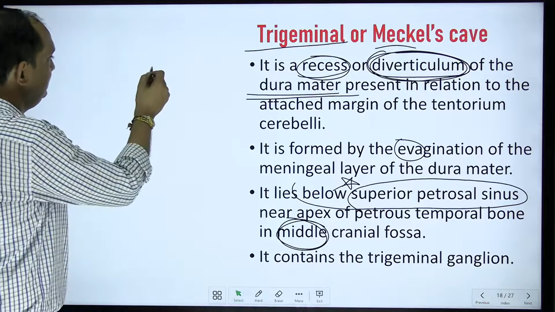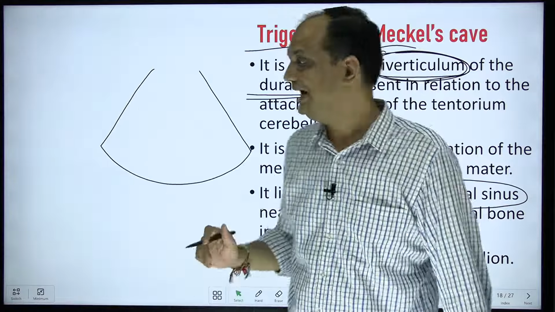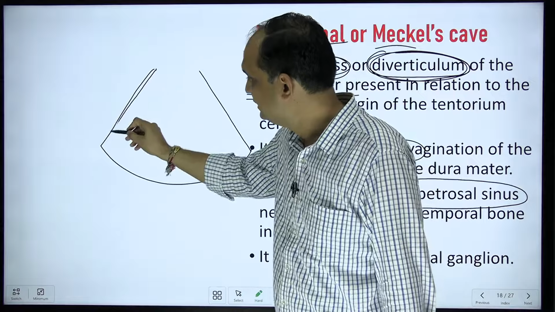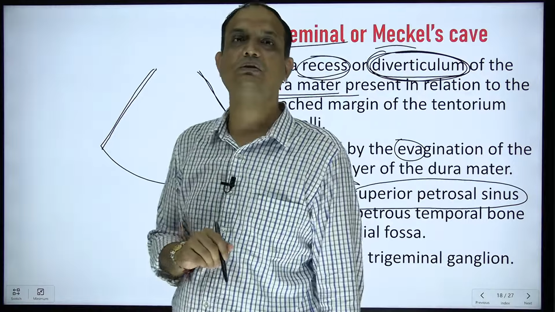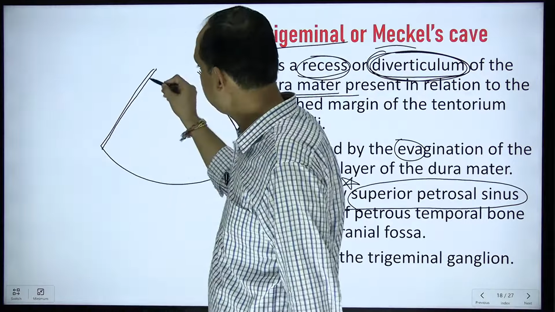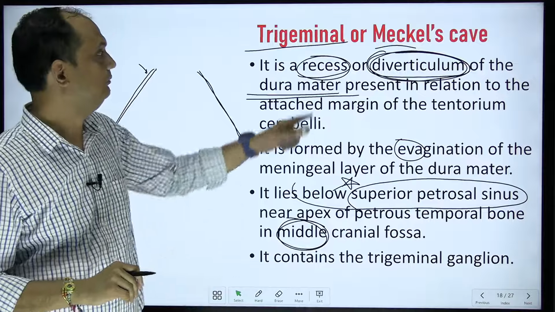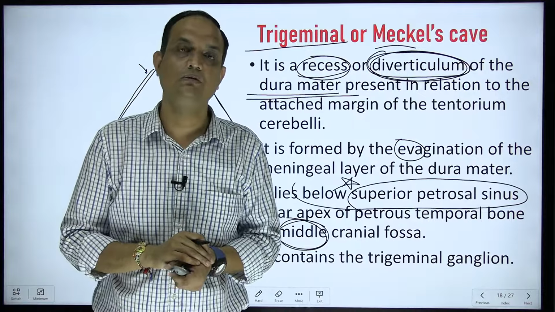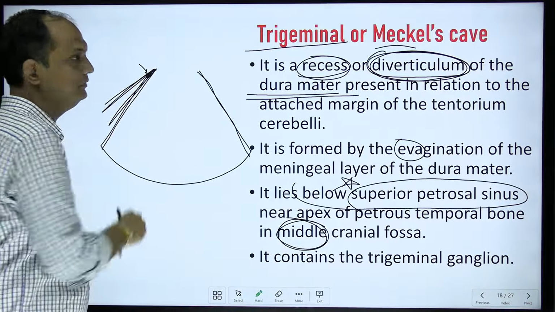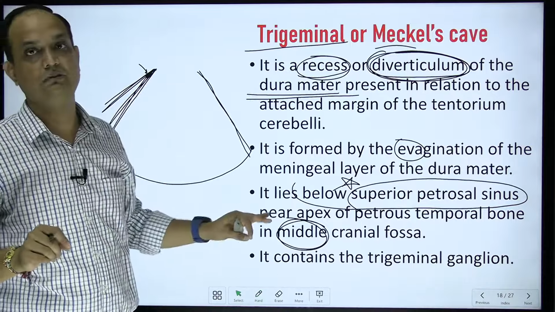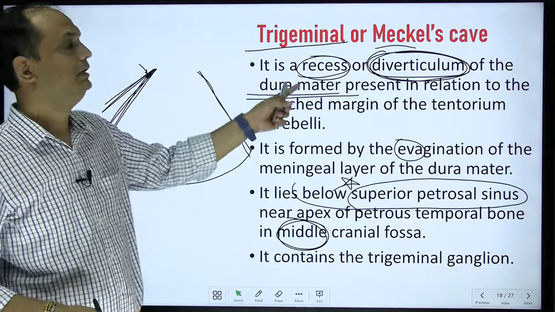ठीक है. So when you will see the attached margin, now this is the attached margin. Now you have to understand one more thing, important thing is that near this attached margin you have the sinus. यहाँ पे बच्चों जो sinus है, उस sinus का नाम क्या होगा? Superior petrosal sinus. Attached margin के along कौन सा sinus होता है? Superior petrosal sinus. इस superior petrosal sinus के नीचे, क्या बना? एक diverticulum. और वो diverticulum क्या कहलाया? Meckel's cave. और ये जो apex of temporal bone है, petrous part of temporal bone है, उसमें यहाँ पे एक bony depression होता है. वो bony depression actually क्या है? Meckel's cave है. और वो किससे cover है? Tentorium cerebelli के एक modification से. That is your diverticulum. ठीक है?